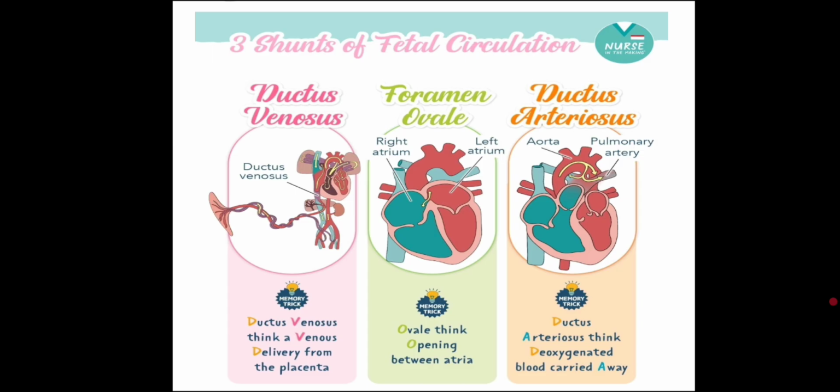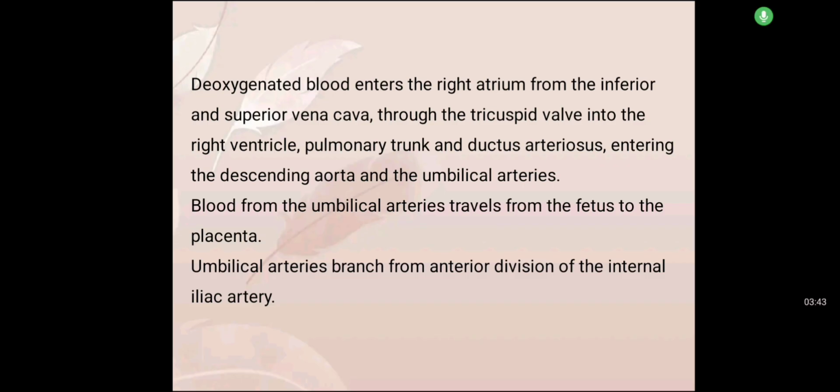These regions explained: the ductus venosus, there is a V, venosus, vena cava, umbilical vein. The foramen ovale in the heart between the two atria, right and left atrium. The ductus arteriosus between the pulmonary artery and descending aorta. And so the fetal circulation will be like that.